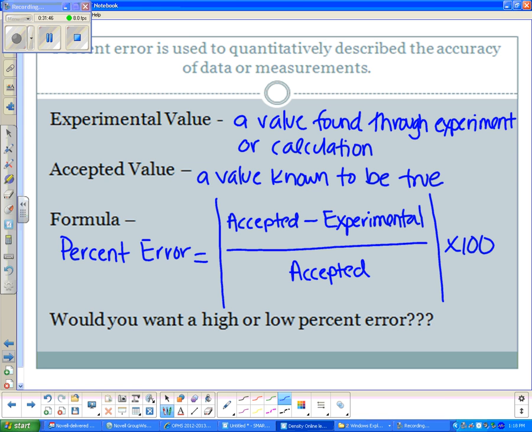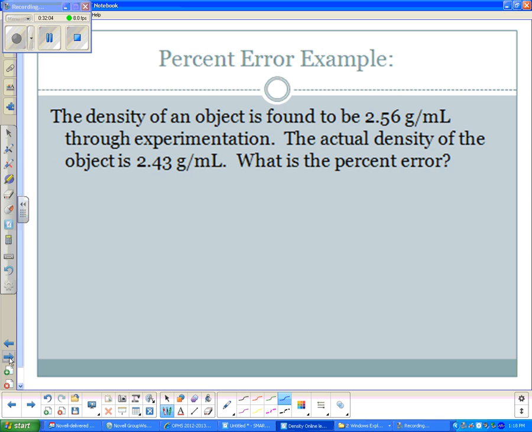Thinking about percent error in this formula, do you want to have a high percent error or a low percent error? Jot your answer down here and we'll look at it tomorrow in class. So our last thing on here is one little problem, just so you can practice percent error. The density of an object is found to be 2.56 grams per milliliter through experimentation. The actual density of the object is 2.43 grams per milliliter. What is the percent error?